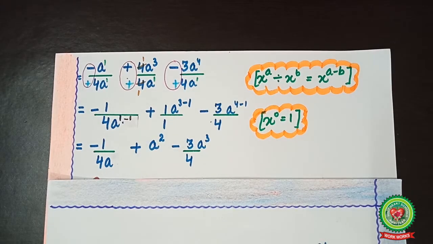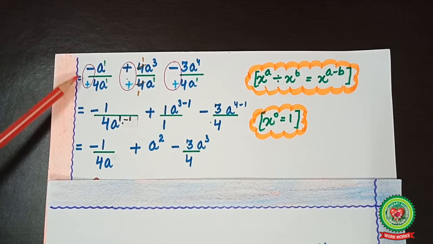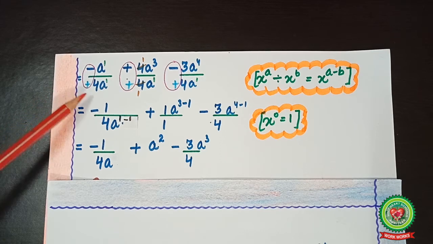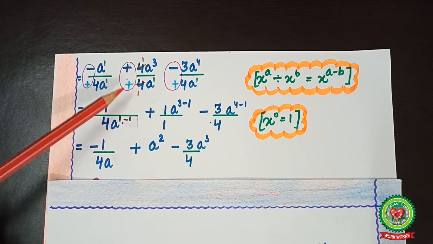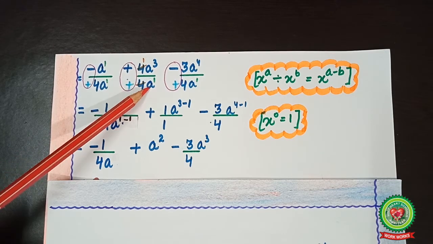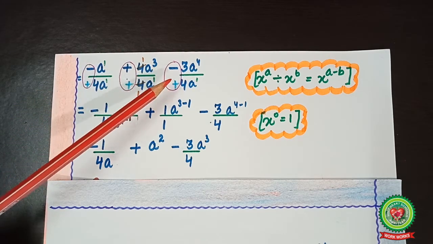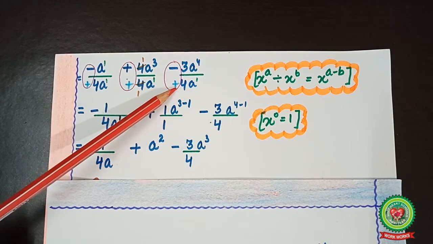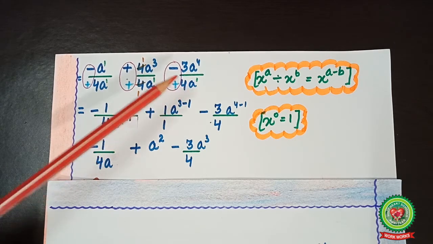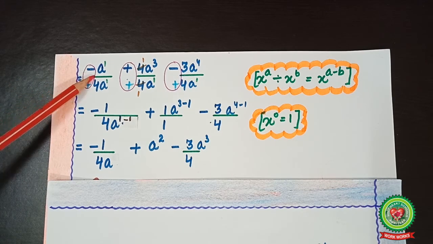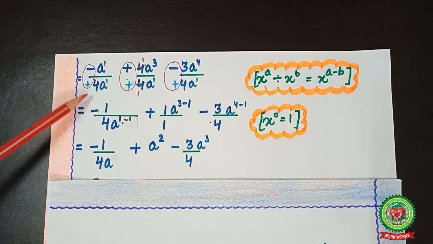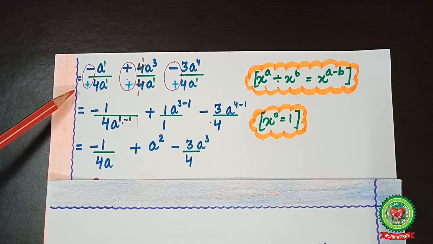Now here you have to write the statement like this: minus a raised to power 1 upon plus 4a raised to power 1, plus 4a raised to power 3 upon plus 4a raised to power 1, next is minus 3a raised to power 4 upon plus 4a raised to power 1. Now here you can see that in the numerator a minus sign is there and in the denominator a plus sign is there. So first of all, we will start solving these signs.